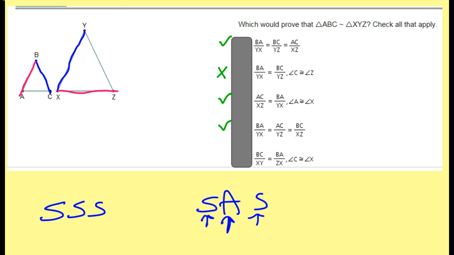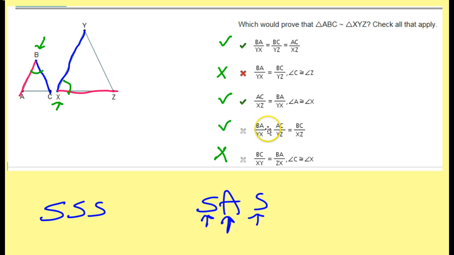So the angle would need to be the included angle. So it would be this angle that's between and this angle. So it would be B and X. But instead of B and X, we have C and X. So that's no good. So that's why that one's a no. So these are the 3.